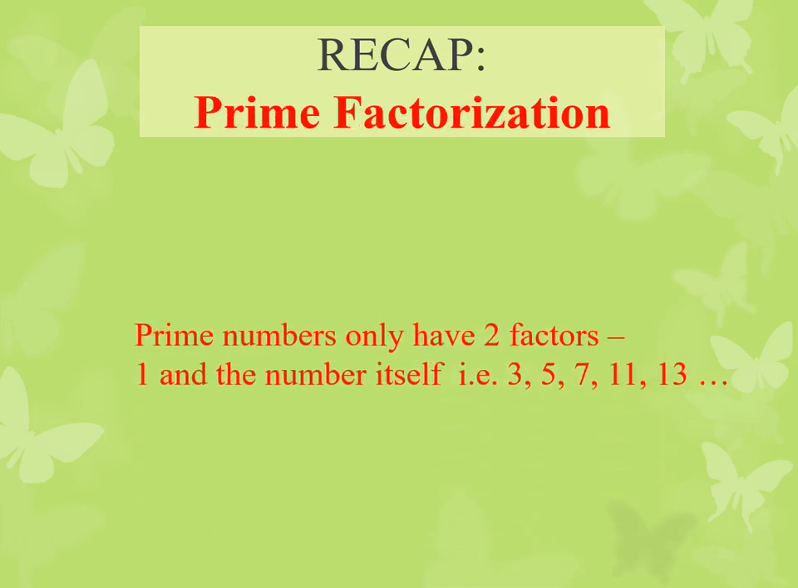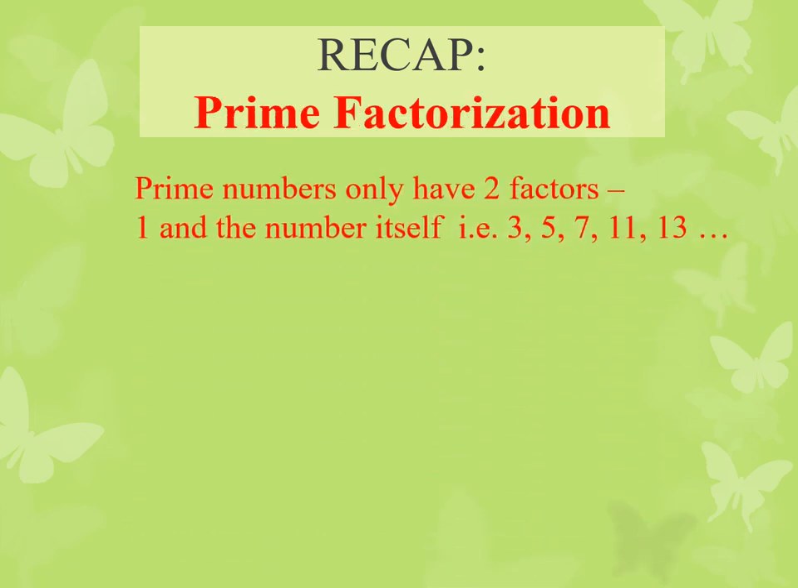Let us look into prime numbers only have two factors. Prime numbers only have two factors. What do I mean? A prime number is a number that can only be divided by 1 and itself. It's a number that can be divided by 1 and itself. It has only two factors, that is 1 and the number itself. And these are just some few examples of those prime numbers.